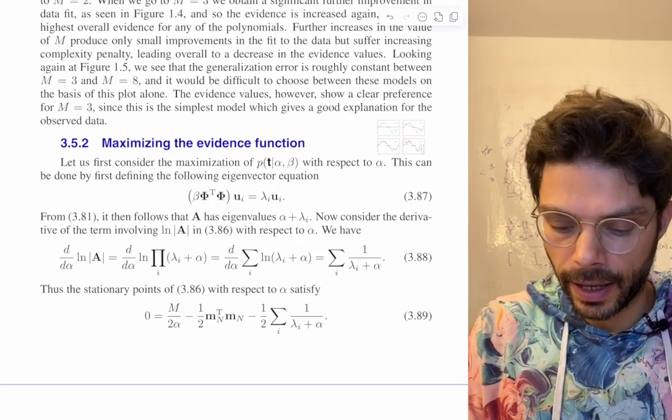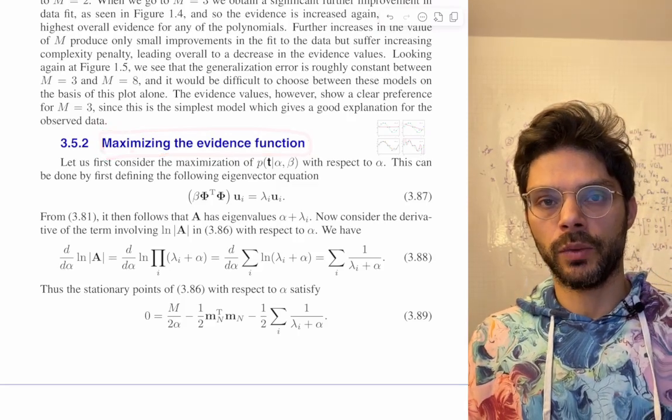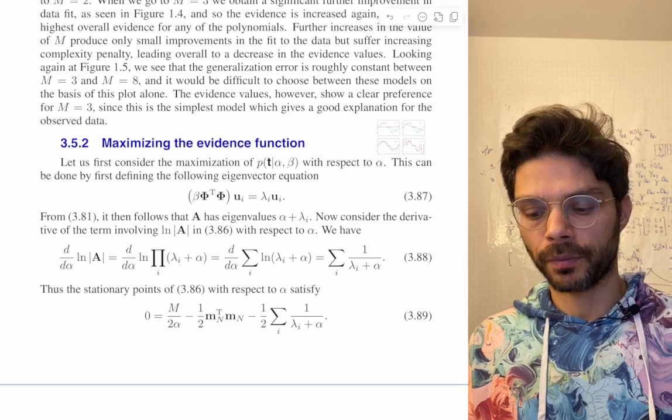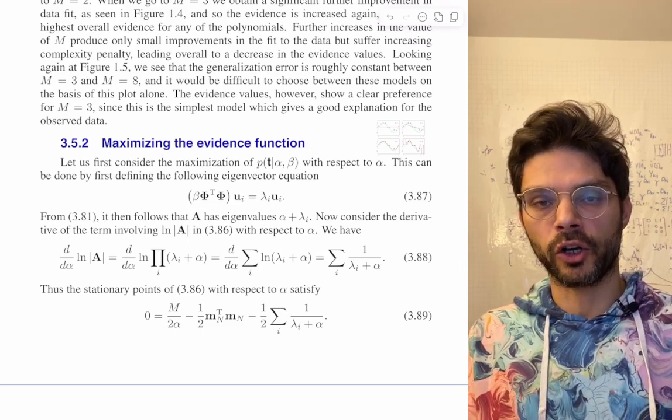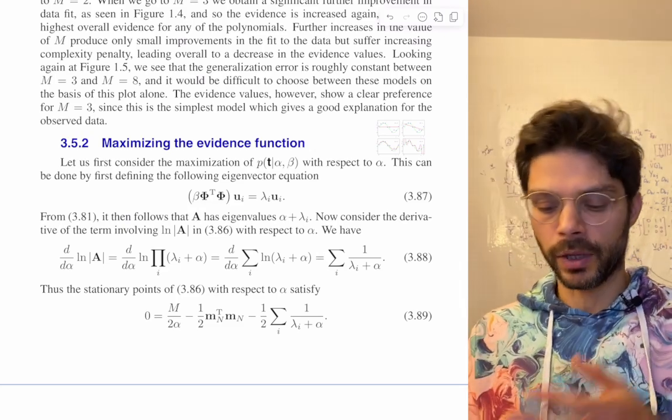Okay, we are back, and now we're going to be talking about maximizing the evidence function. In the previous section, we computed the evidence function. We got this kind of closed form expression for it in terms of alpha and beta, what we care about. And now we're going to try to maximize it in terms of alpha and beta, so then we can go back and plug it in.